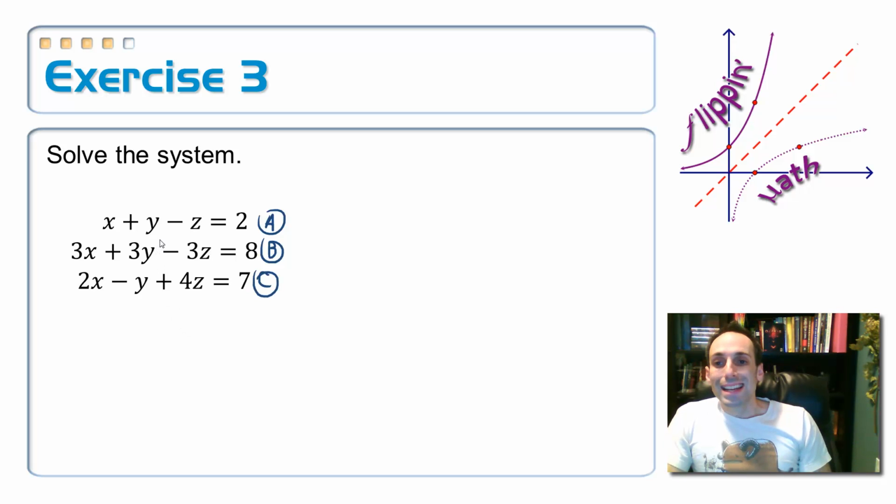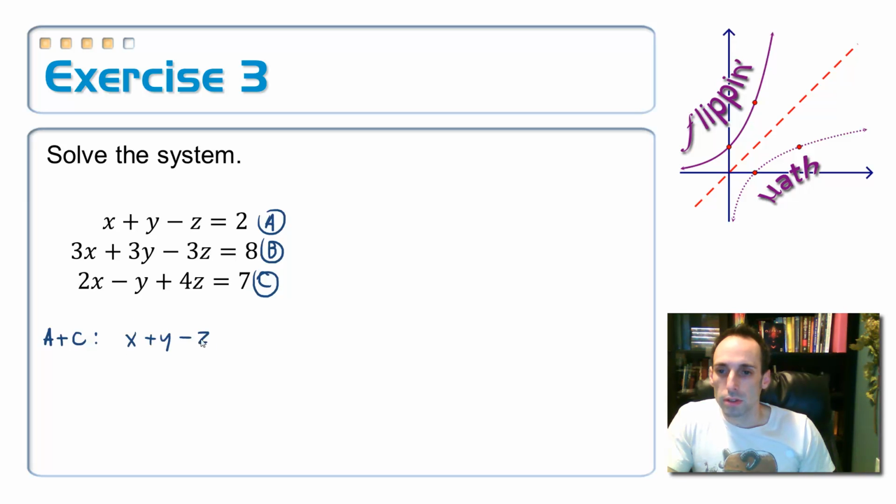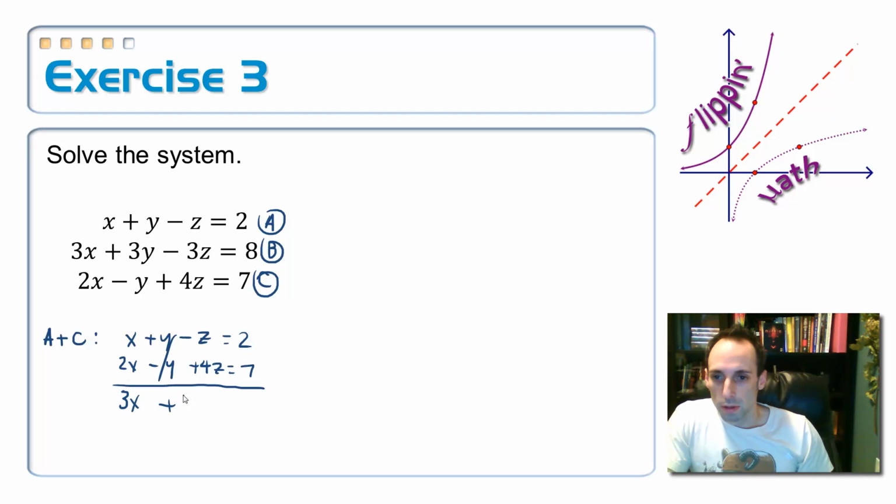So in order to get rid of the y pretty easily, I'm just going to go A plus C, right? Top equation plus the bottom equation. Let's go ahead and write it down. So we got x plus y minus z equals 2. And then on the bottom equation, 2x minus y plus 4z equals 7. Okay, add up our columns. We have 3 x's, y's cancel, plus 3 z's is equal to 9.